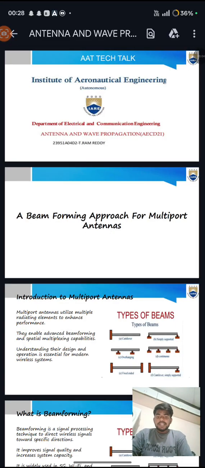I am from the EC department, and the subject is antenna and wave propagation. The topic is a beamforming approach for multiport antennas.